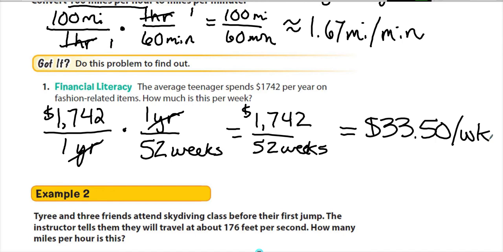So again, you have to think to yourself, which measurement am I trying to get rid of? Since in this case we started in years, I needed to get rid of the year and transfer it into weeks, so that means I needed to cancel a year, so those need to be diagonal from each other. Most of the time it'll look like this, although sometimes it will be top and bottom. So there you go. Let's take a look at number 2.